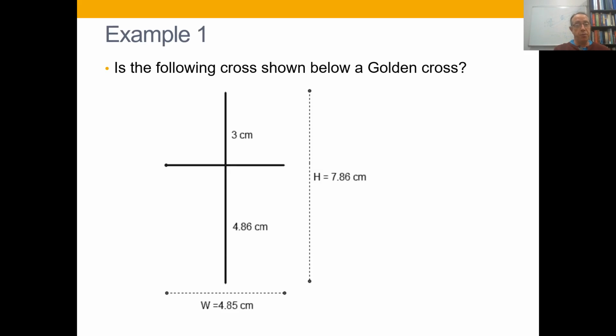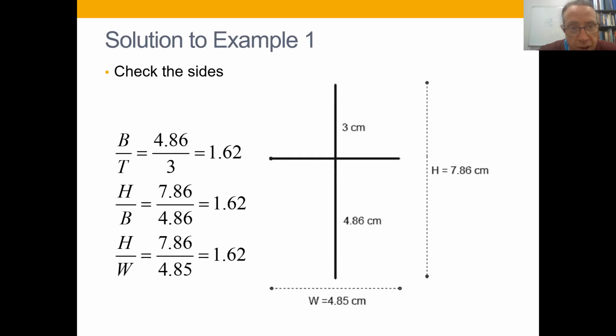So we're going to check all these measurements. Let's try this and see if it works. I have the same cross pictured to the right. Let's take B divided by T. So if we go 4.86 divided by 3, you can do that on your calculator, it will come out to approximately 1.62. Now on your calculator, do H, the overall height of the cross, 7.86, divided by B, which is 4.86. Again, that comes out to approximately the golden ratio. And if you do H, which is 7.86, divided by 4.85, it also comes out to approximately 1.62.